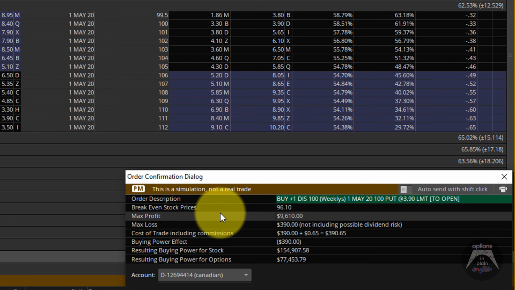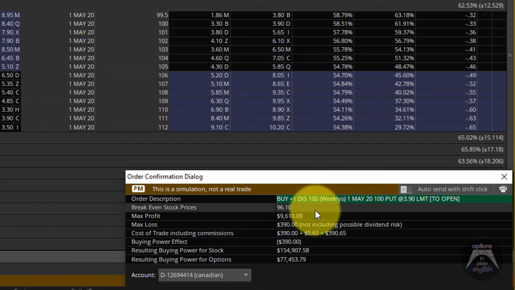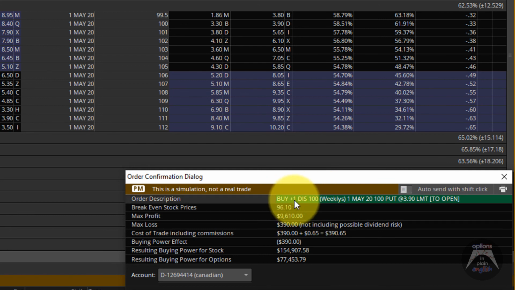So when we try to buy it, we can see this is the order confirmation. I'm using Thinkorswim, but your broker might show it in a different way, but it's going to be pretty much the same information. You're buying one contract of Disney, and it covers 100 shares. The expiration is not a monthly one, it's a weekly. Later on, we're going to see what that means. Basically, for us right now, it makes no difference. It expires on the 1st of May, so it's 20 days in the future. It's a put, and we're going to be paying $3.90 to open.